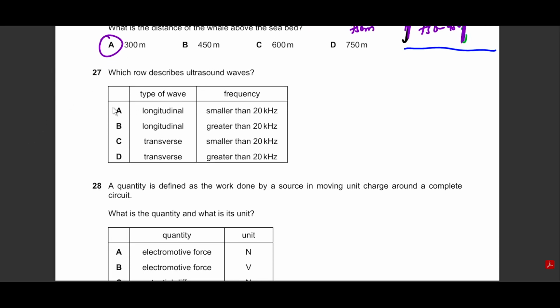Ultrasound waves, again, apart from memory, since it is sound, is longitudinal. Now, you might confuse this with ultraviolet. Please don't do that, which is why they've given transverse as an option. Okay, frequency, smaller than 20, no, it's greater than 20,000 hertz, and the human audible range is from 20 hertz to 20,000 hertz, which, tricking you, he's written down as kilohertz, so be careful.